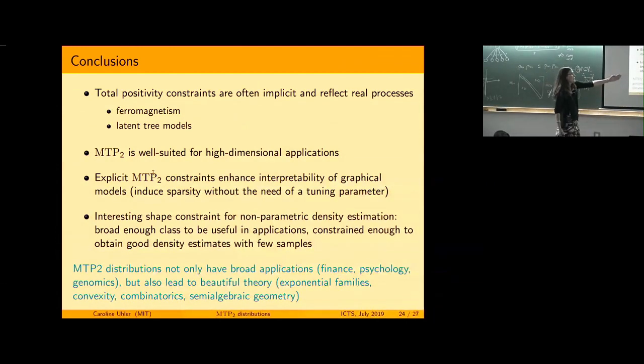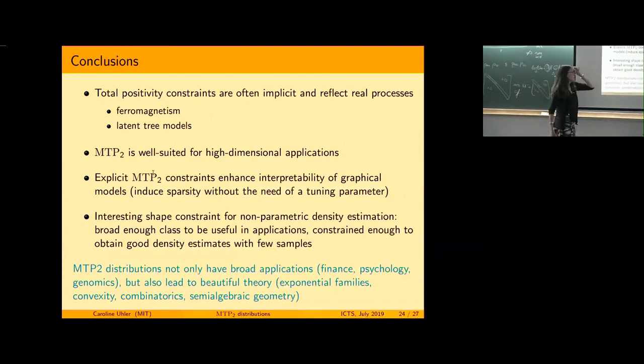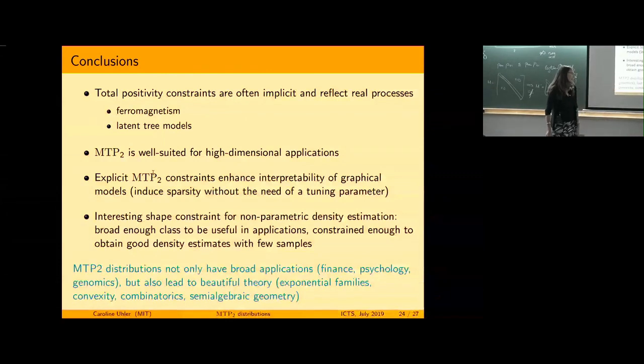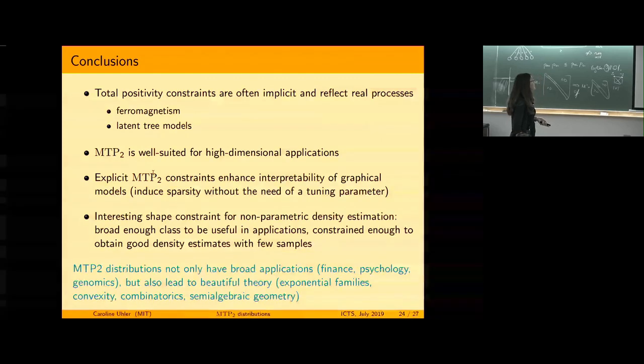Here there is still a lot of research to be done in terms of theory. We don't have the rates of estimation. We don't know how good the estimator is. It just seems that you need very few samples in order to get something that looks pretty good, but we don't have the theory worked out, so there is still a lot to do. So I hope I was able to convince you that there are many nice applications of MTP2, but it also leads to a lot of nice theory in terms of exponential families, convexity, combinatorics, and semi-algebraic geometry that I didn't really go into.